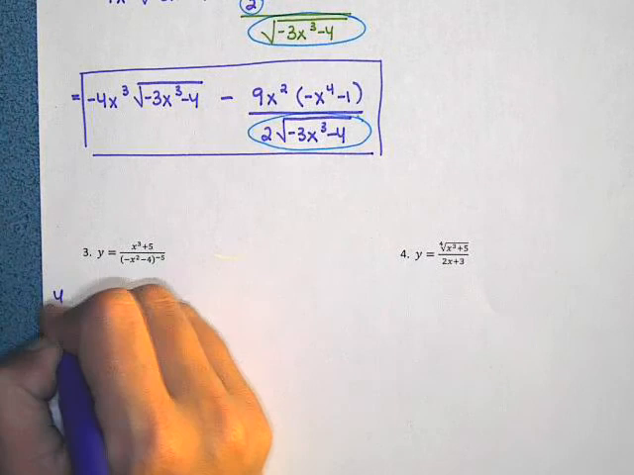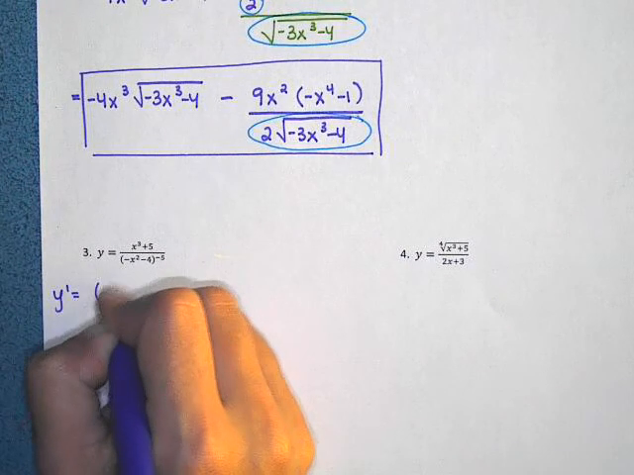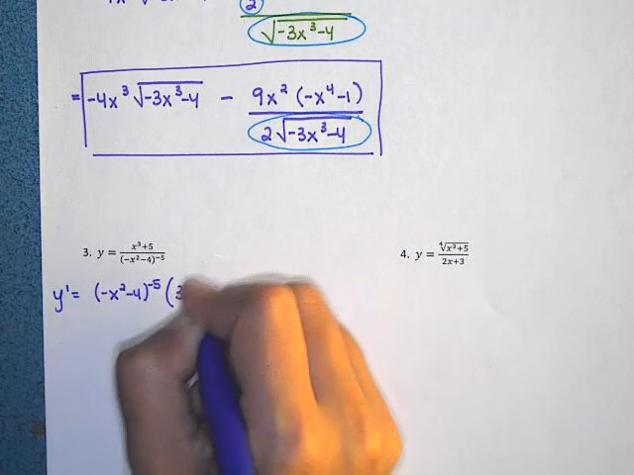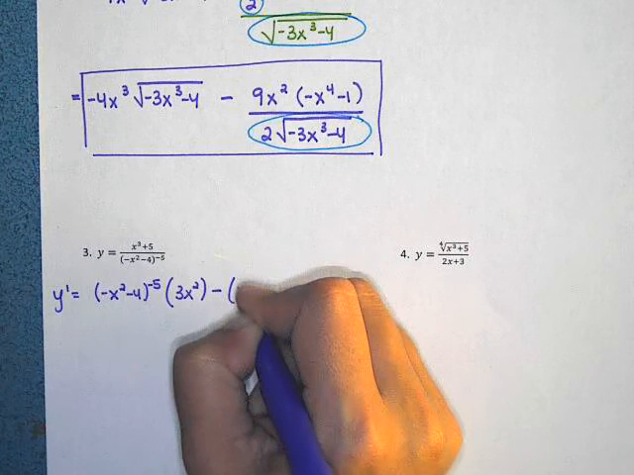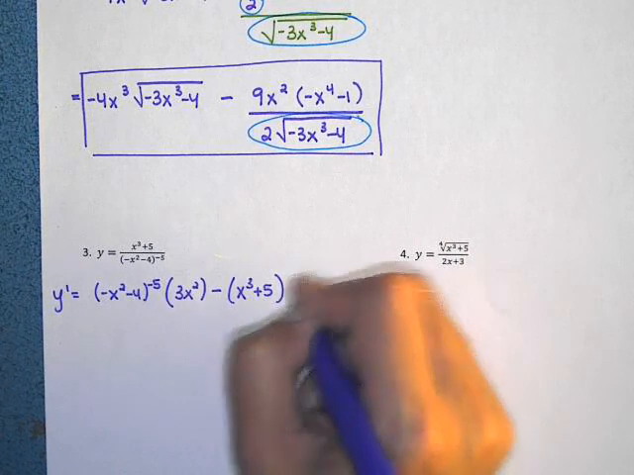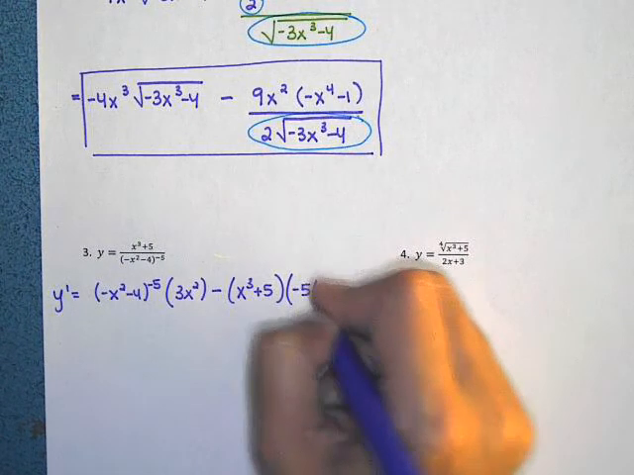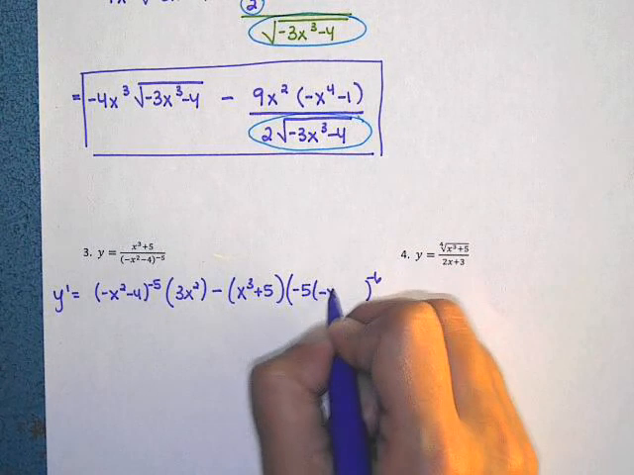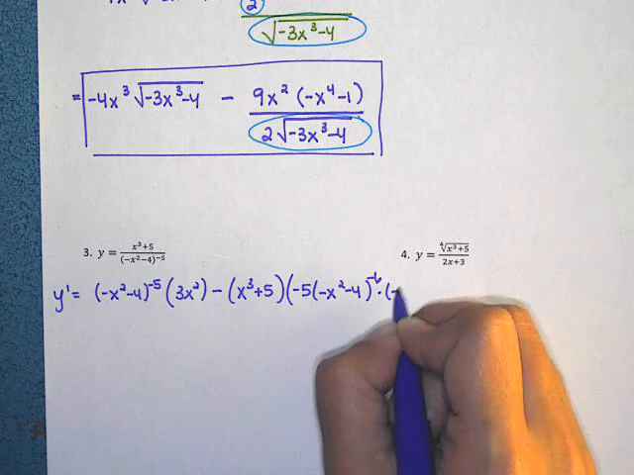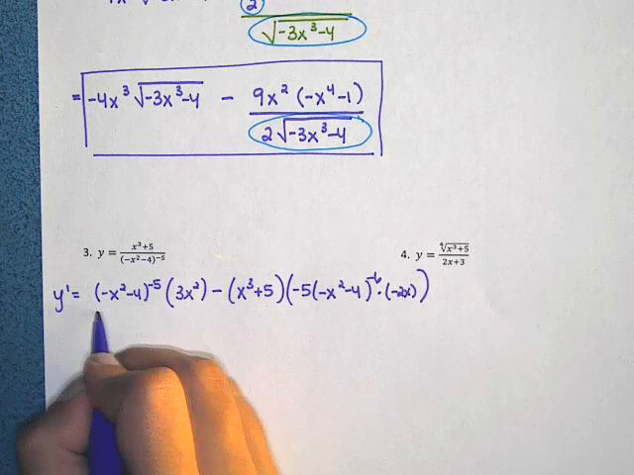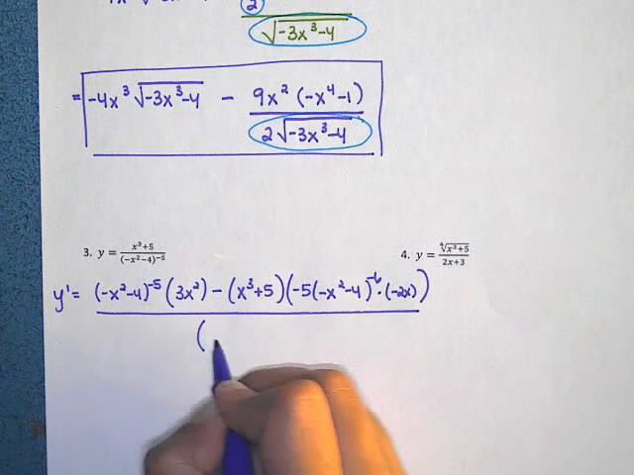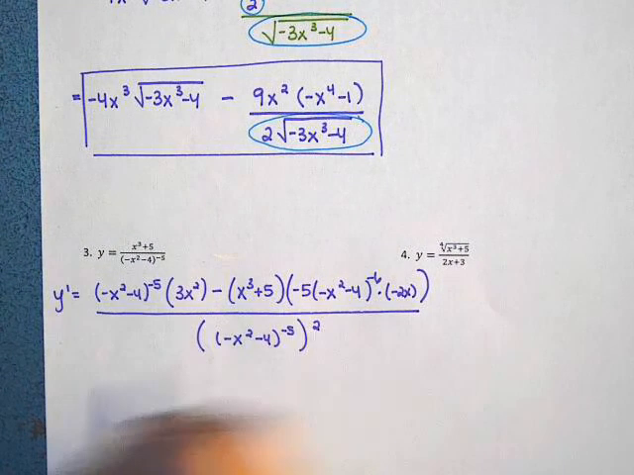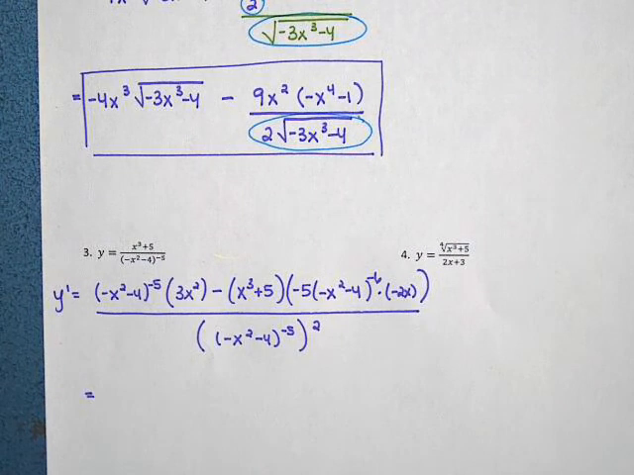So we would do low, which is negative x squared minus 4 to the negative 5, d high, which is 3x squared, minus high, which is x cubed plus 5, d low, which would be negative 5, leave the inside alone, change it to a negative 6. This is a negative x squared minus 4 times negative 2x. And low squared goes down below. Now let's simplify.